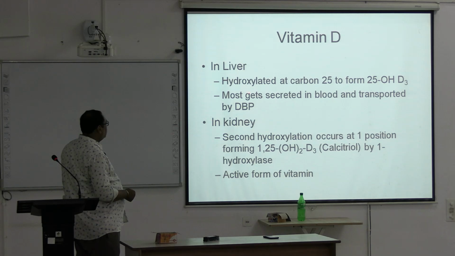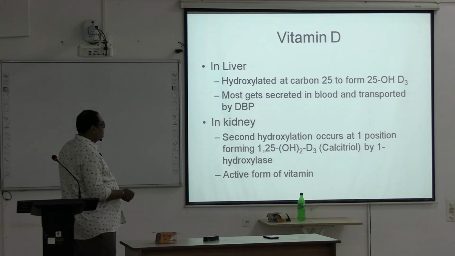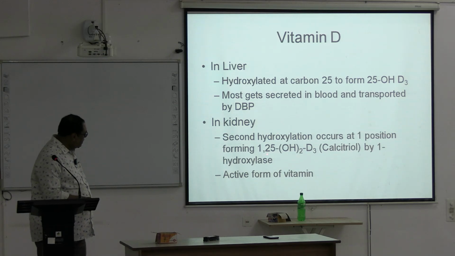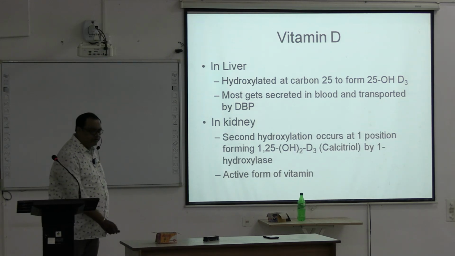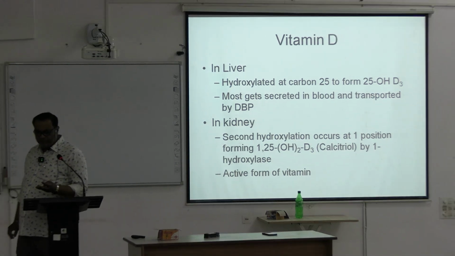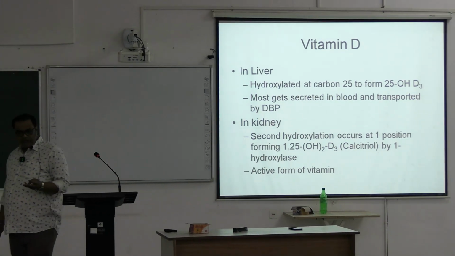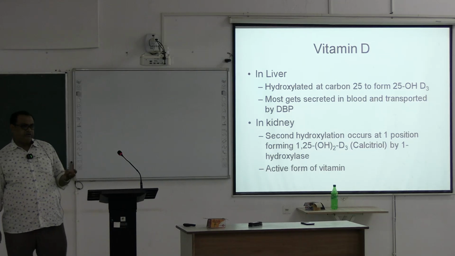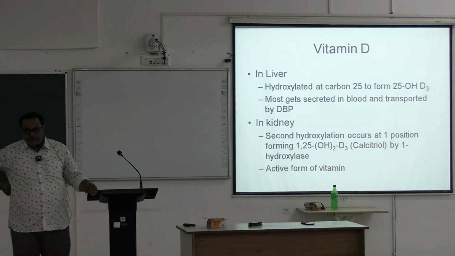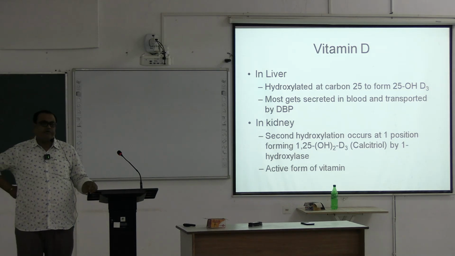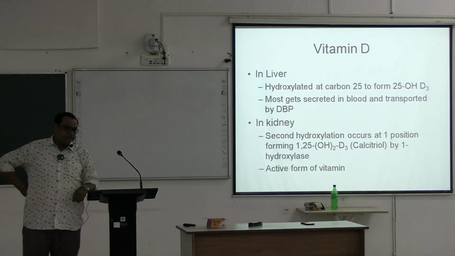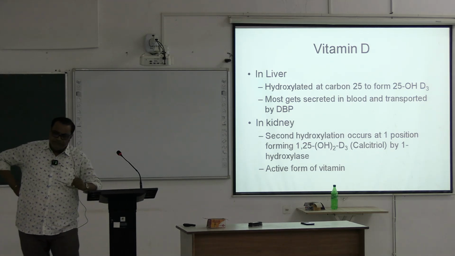In the liver, it is hydrolyzed at the 25 position. In the kidney, it is hydrolyzed at the 1 position. So the liver has an enzyme called 25 hydroxylase and the kidney has 1 alpha hydroxylase. So if a person suffers from kidney failure, kidney disease, can he suffer from vitamin deficiency? Because the final step of the synthesis of vitamin D takes place in the kidney.